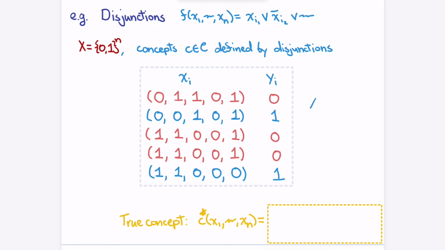Yeah, not x2 or not x5? Okay, does that work? Yeah, it seems to be consistent. Okay, that's okay. So that would be an example of a disjunction that agrees with the labeled data.